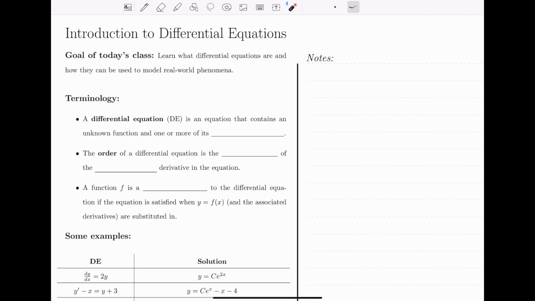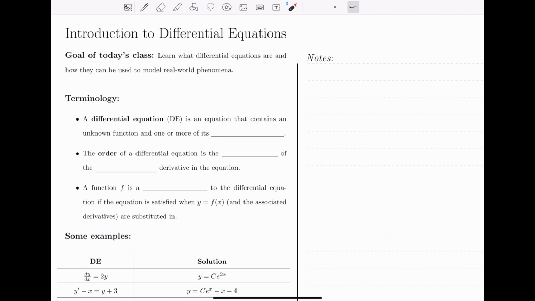But really, we'll just scratch the surface of differential equations. There are entire courses dedicated to studying just certain types of differential equations, and you'll probably go on to take some differential equations courses. But here we're really just going to get an introduction to the topic. So for today, we want to understand what differential equations are, and we'll see how to model some real-world phenomena using differential equations. So first of all, let's talk about some of the terminology involved here.